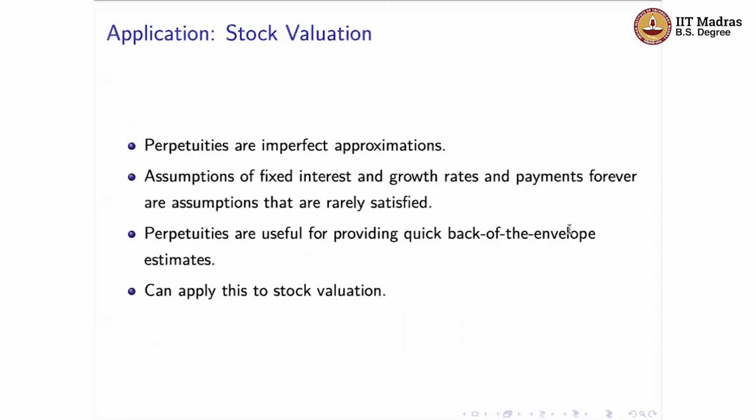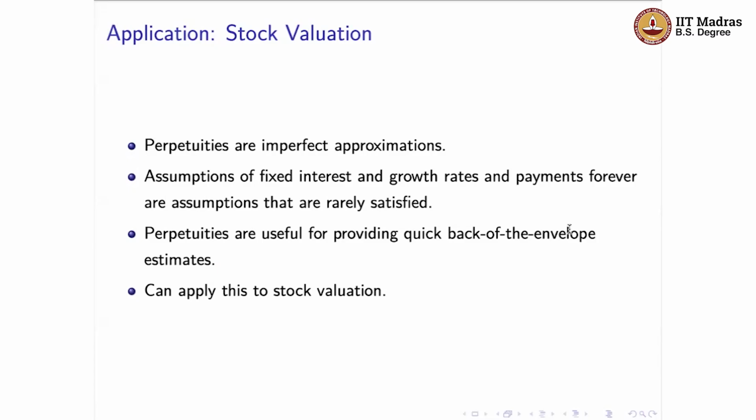Okay, so let's apply another concept that we studied, which is perpetuities, and think about how they can be used to provide rough approximations to the values of stocks, right? So one thing to note right at the beginning is that perpetuities by their nature are always imperfect approximations, right? Why are they imperfect approximations?